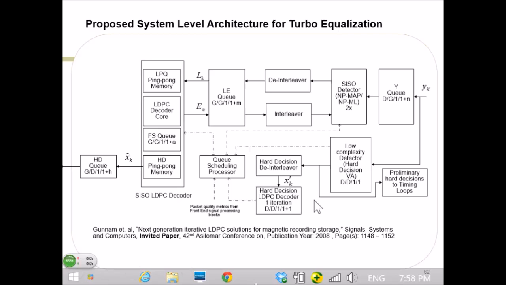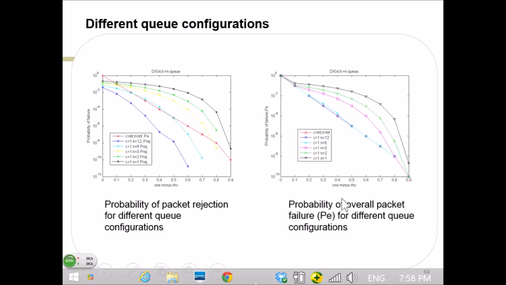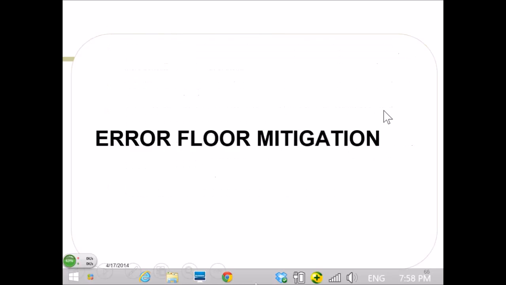Previously we were doing around 2 global iterations, like 2 passes of detection followed by decoding, but with this one you can do up to 48 global iterations. So that means you can achieve, say for instance, in this example, if you are doing, give me 1 second here.